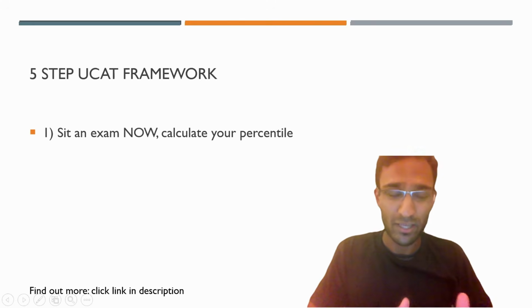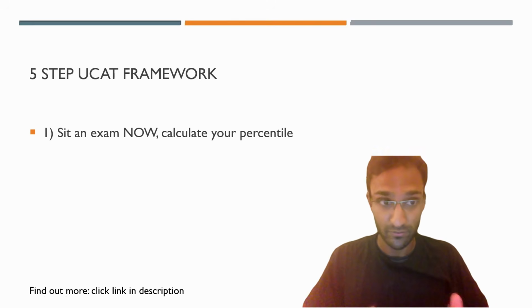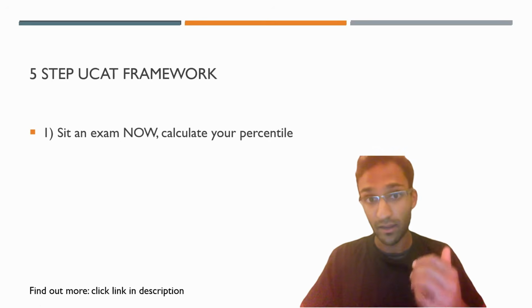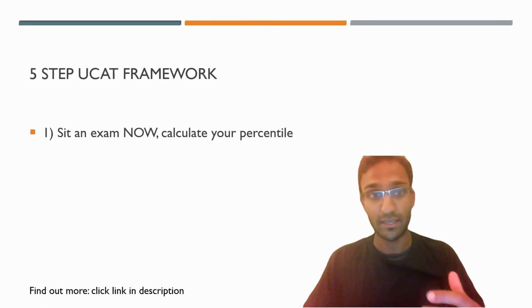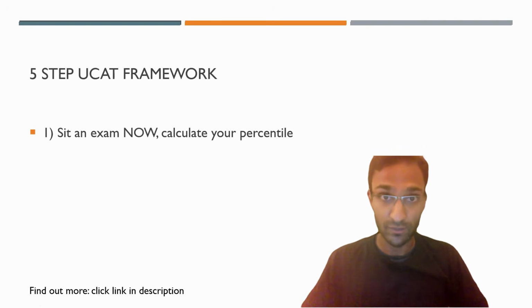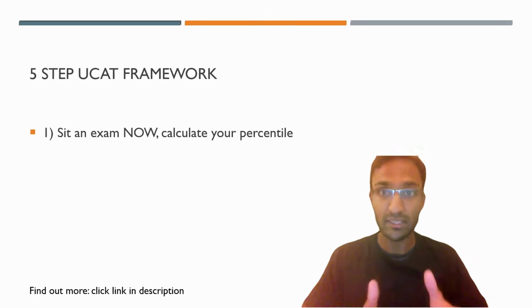So let's start with this 5-step framework. Number one, no matter where you are, now should be the time where you're doing full mock exams. So sit an exam now, calculate your percentile. Ideally, you're using Metafile or Medentry, and that will give you a percentile. Otherwise, you can put your scores into a raw conversion calculator.